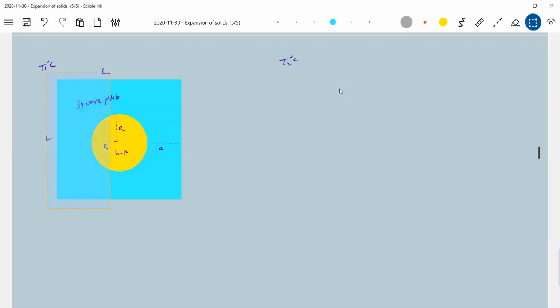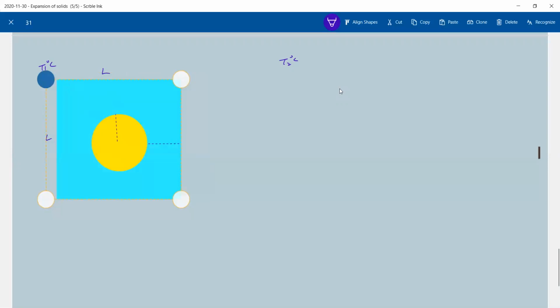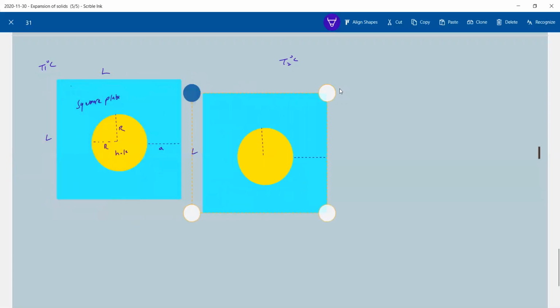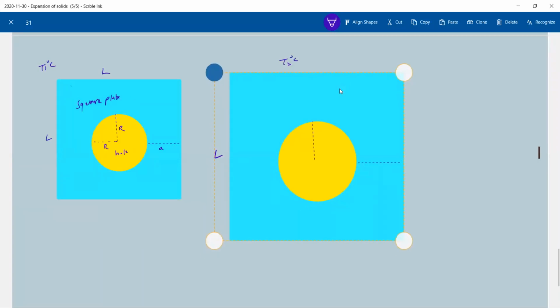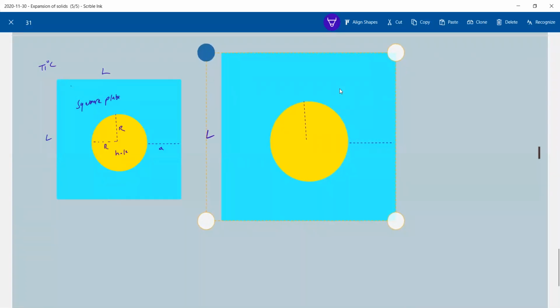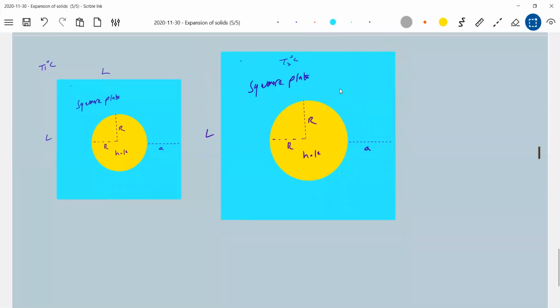So as I raise the temperature, I have diagrams like this. So this will be R dash, L dash, A dash. R dash greater than R, L dash greater than L, A dash greater than A. The distance between any 2 points should increase. So whose help do you have to take? Actually, you have to take help of this one.